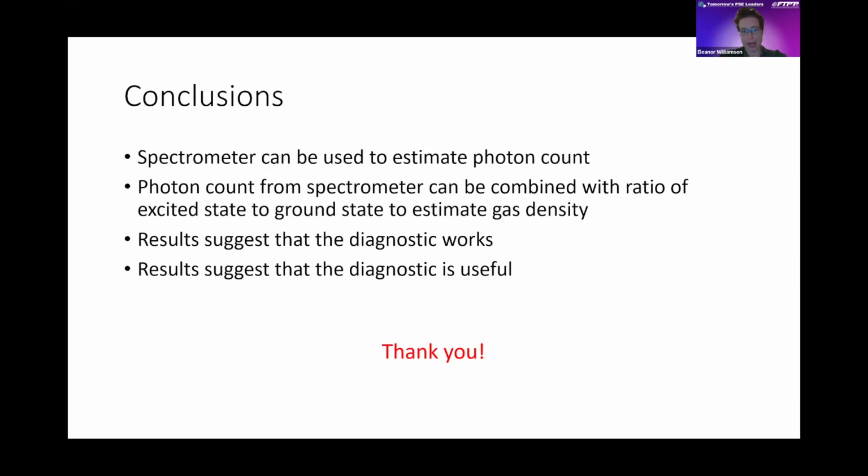So in conclusion, I've shown that the spectrometer can be used to estimate photon count. The photon count from the spectrometer can be combined with the ratio of excited state to ground state to estimate gas density. The results show that the diagnostic works, and the results show that the diagnostic is useful.